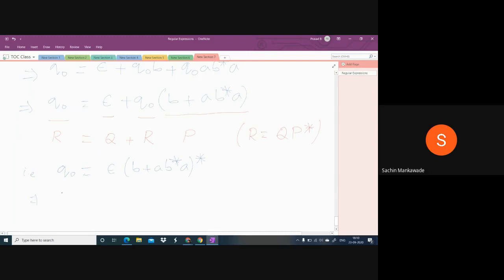Now, epsilon followed by anything. I told you, epsilon is equal to 1 in decimal representation. 1 into anything is the same. 1 into x is x, 1 into y is y. Like that, epsilon followed by anything is the same. So epsilon followed by B plus AB star A whole star will be B plus AB star A whole star only. Now, this is Q naught.